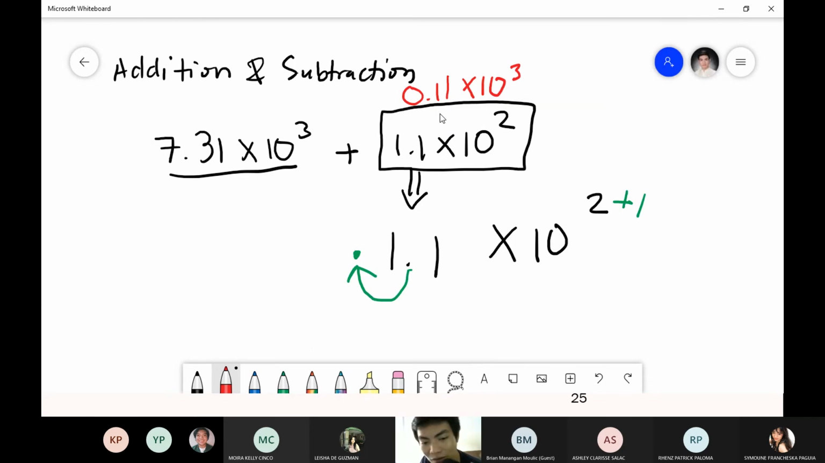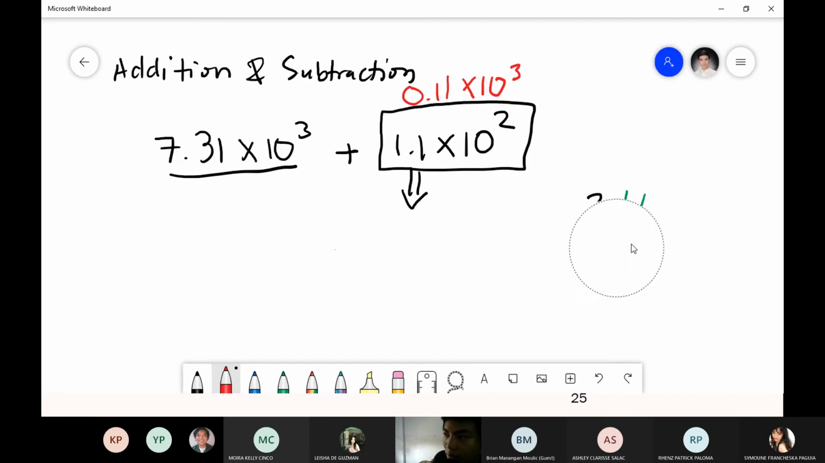Pwede ba yun? Yes, pwede. Kapag nag-ooperation ka, okay lang. Kahit hindi siya 1 to 9 yung integer. Okay, so pwede yan. Pwede mag-adjust. So again, ano ginawa ko? Itong 1.1 times 10 raised to 2, ginawa ko 0.11 times 10 raised to 3. Bakit? Para parehas sila ng exponent. Kasi pag parehas sila ng exponent, doon ko lang sila pwede i-add. So I made the exponent the same by moving the decimal point to the left. So every time you move to the left, plus 1 sa exponent.